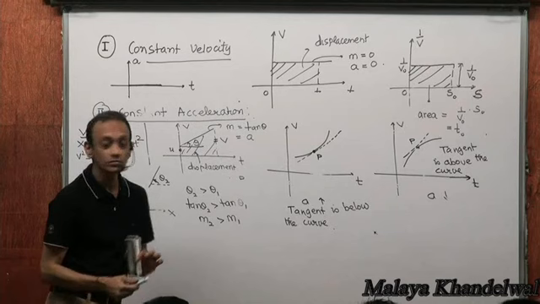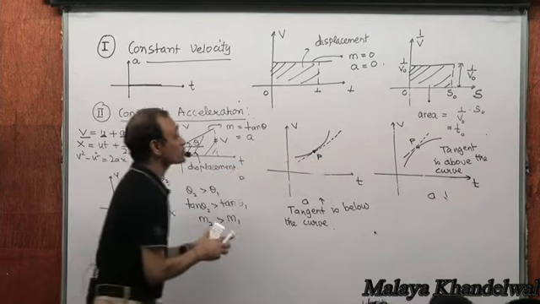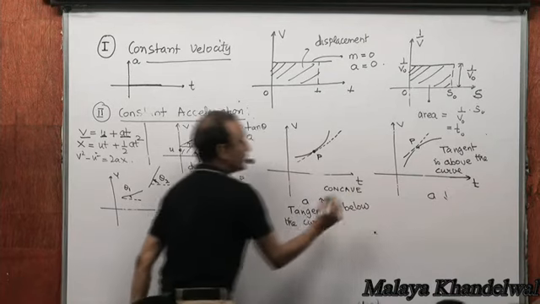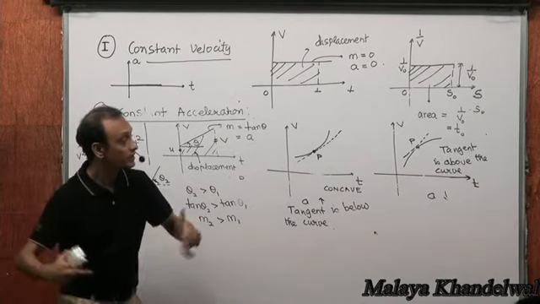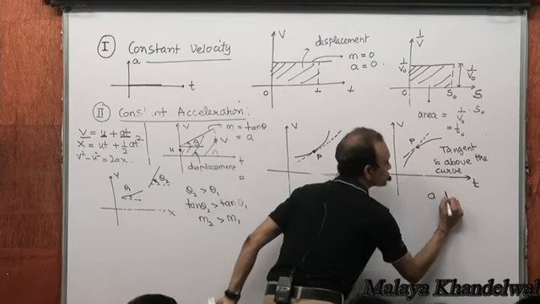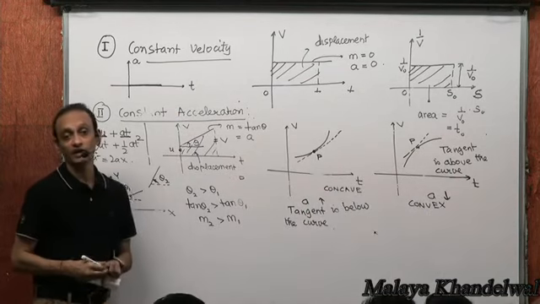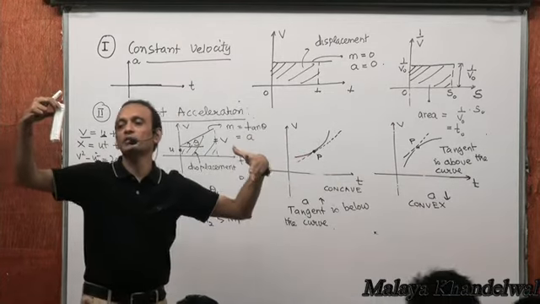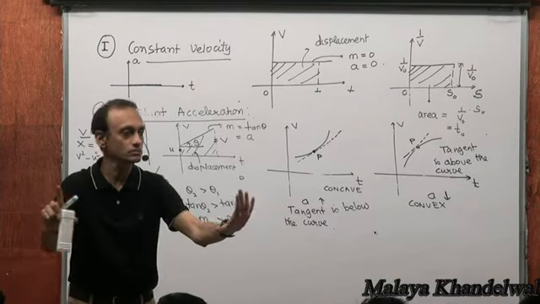Now this shape where the tangent is below the curve is called a concave shape. If a curve is such that the tangents are below the curve, then that shape is a concave shape. This is a shape where the tangents are above the curve. This shape is called a convex shape. This curve is called a convex curve. This curve is called a concave curve. In a concave curve, the tangents are below the curve. In a convex curve, the tangents are above the curve. Yes or no? Do you all get me right on this? No confusion?